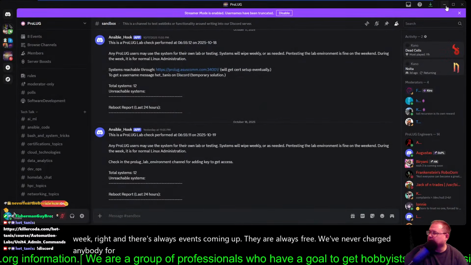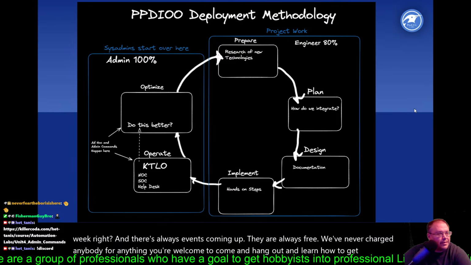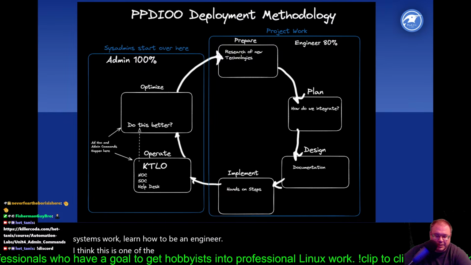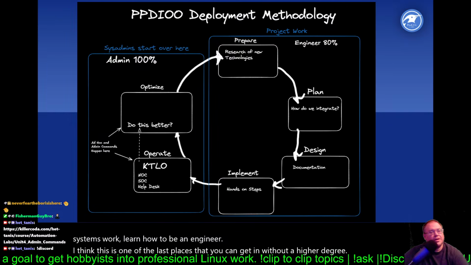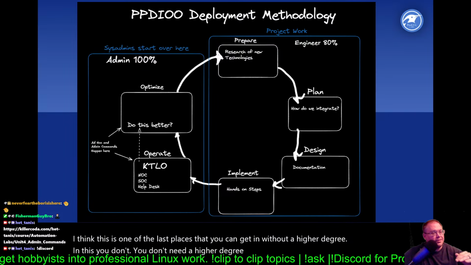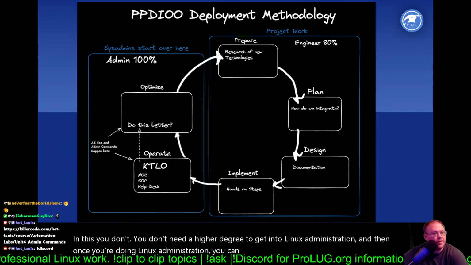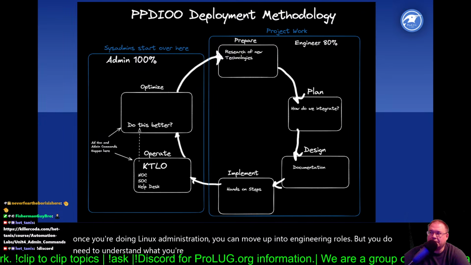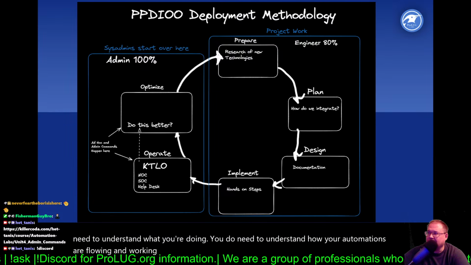You're welcome to come and hang out and learn how to get into systems work, learn how to be an engineer. I think this is one of the last places that you can get in without a higher degree. You don't need a higher degree to get into Linux administration. And once you're doing Linux administration, you can move up into engineering roles. But you do need to understand what you're doing. You do need to understand how your automations are flowing and working. And I think that this is a big part of it.